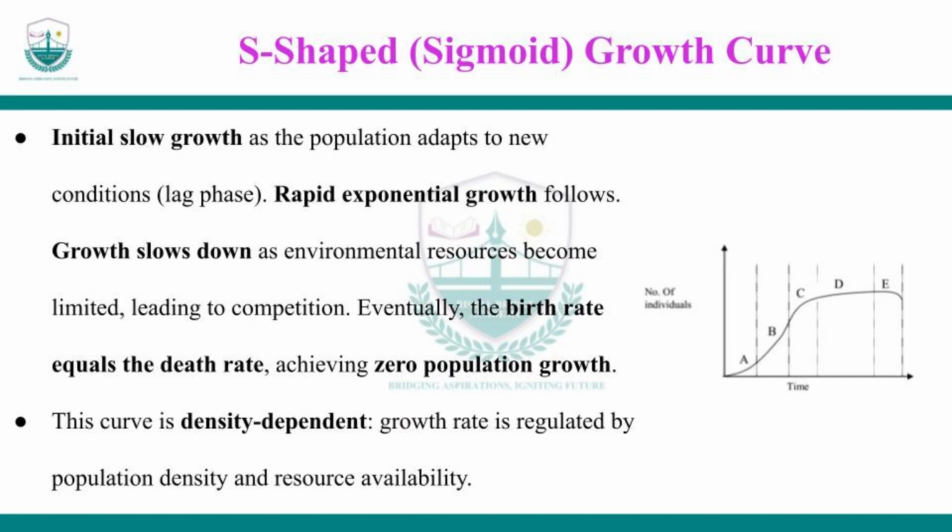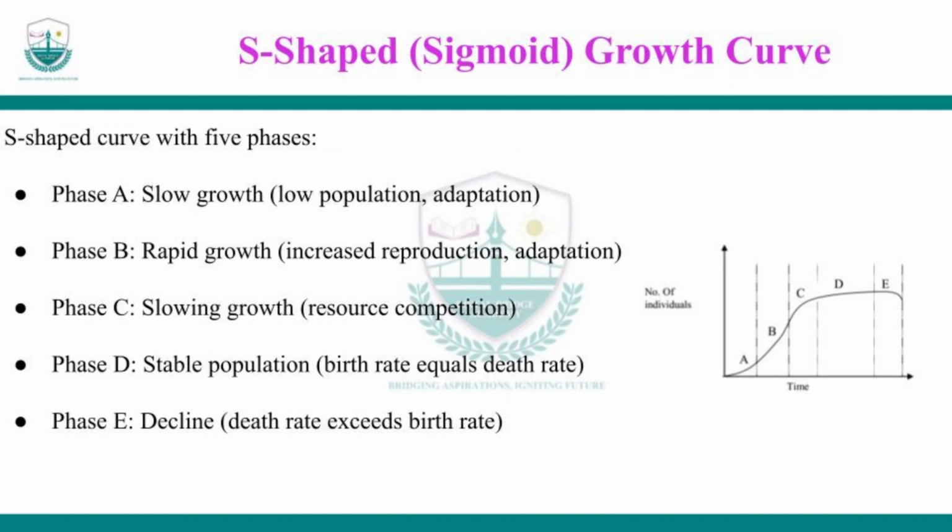We can break the S-shaped curve into 5 distinct phases. Phase A, slow growth. The population is small and individuals are adapting. Phase B, rapid growth. With adaptation complete, reproduction soars. Phase C, growth slows due to resource competition. Phase D, stable phase. Population size remains constant as births match deaths.